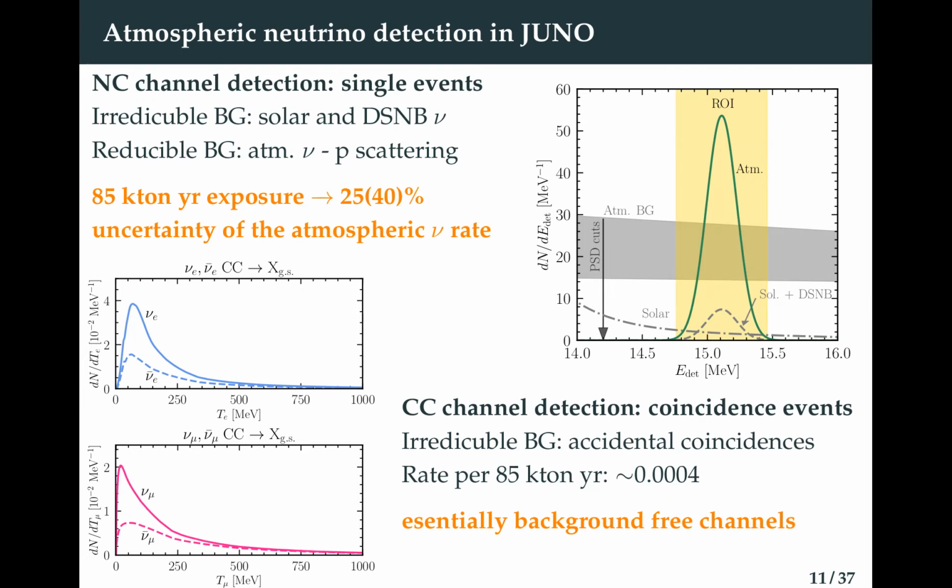For the charged current channels, you can see the prompt signal on the left-hand side of the lower panels for the electron neutrinos, antineutrinos, and muon neutrinos and muon antineutrinos. Those we are doing essentially background free, because we want coincident detection within a small volume of the detector and also a relatively small time. So for the 85 kiloton exposure, I think the accidental coincidence rate was around 10 to the minus 4. For the triple coincidence rate, this should be even smaller.